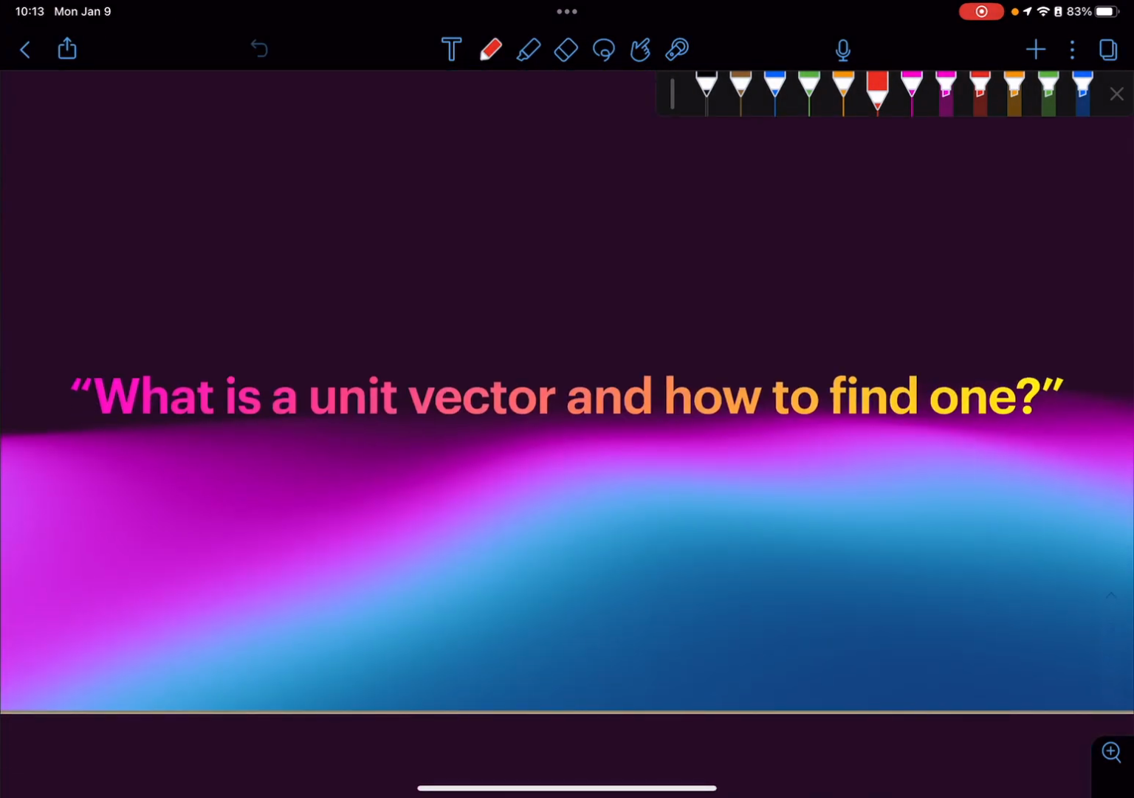All right, so the next question will be, what is a unit vector and how do you find one? Think about it. A unit vector, by its definition, is any vector that has a magnitude of 1. So to find one, we can just divide a vector by its magnitude, or quote unquote the length of the vector.